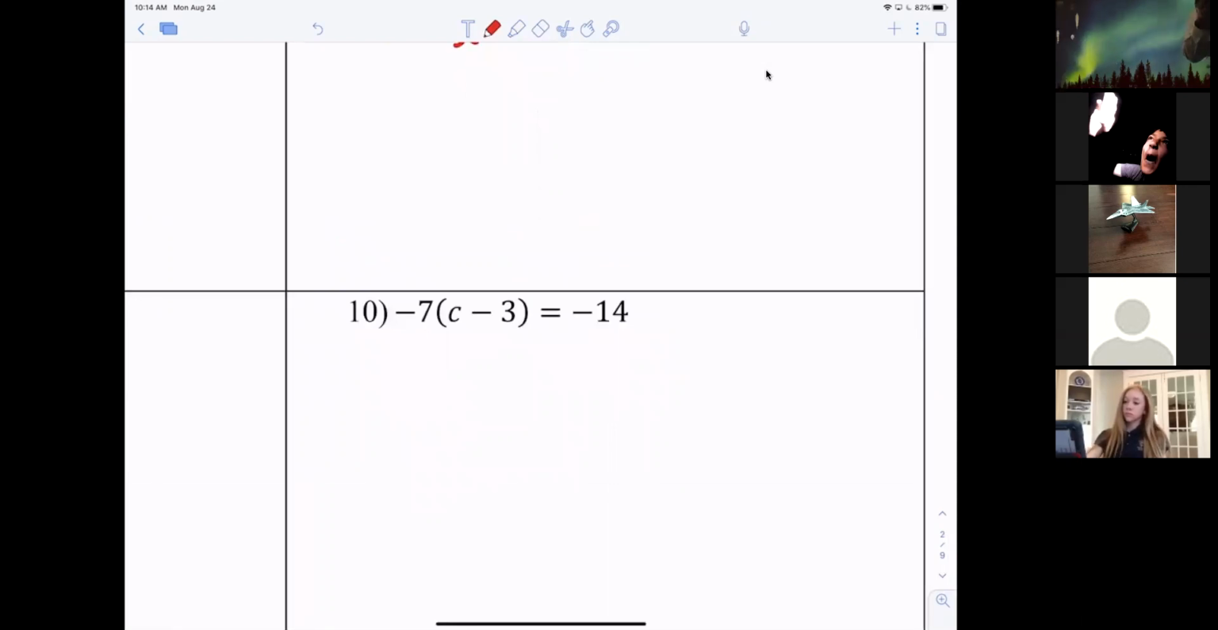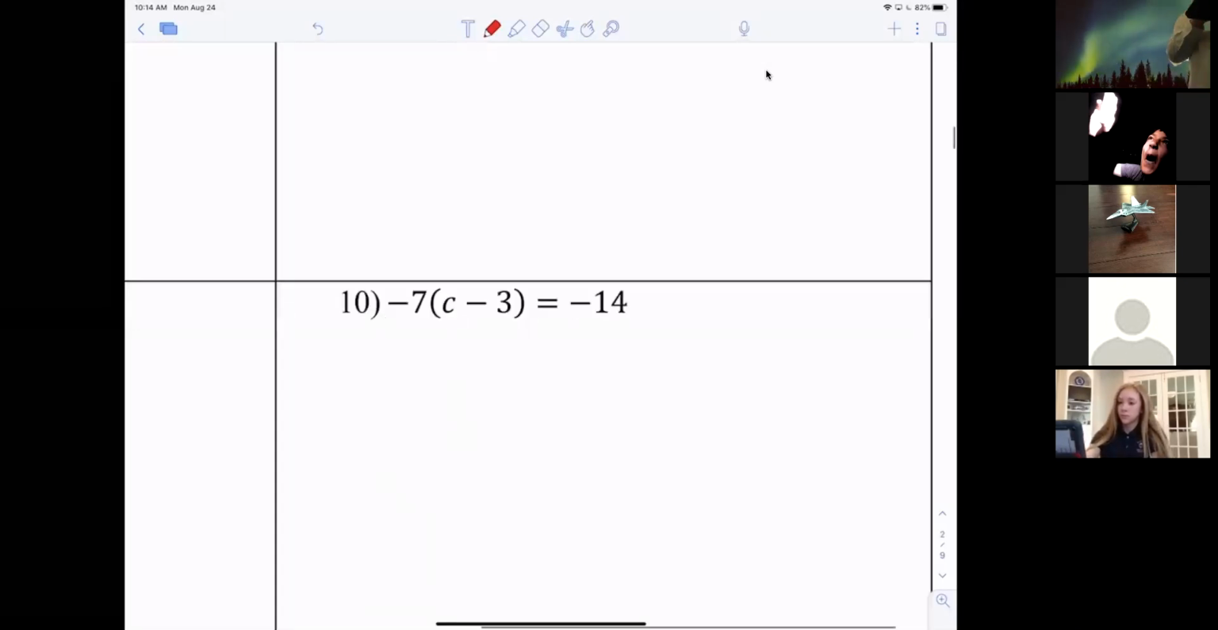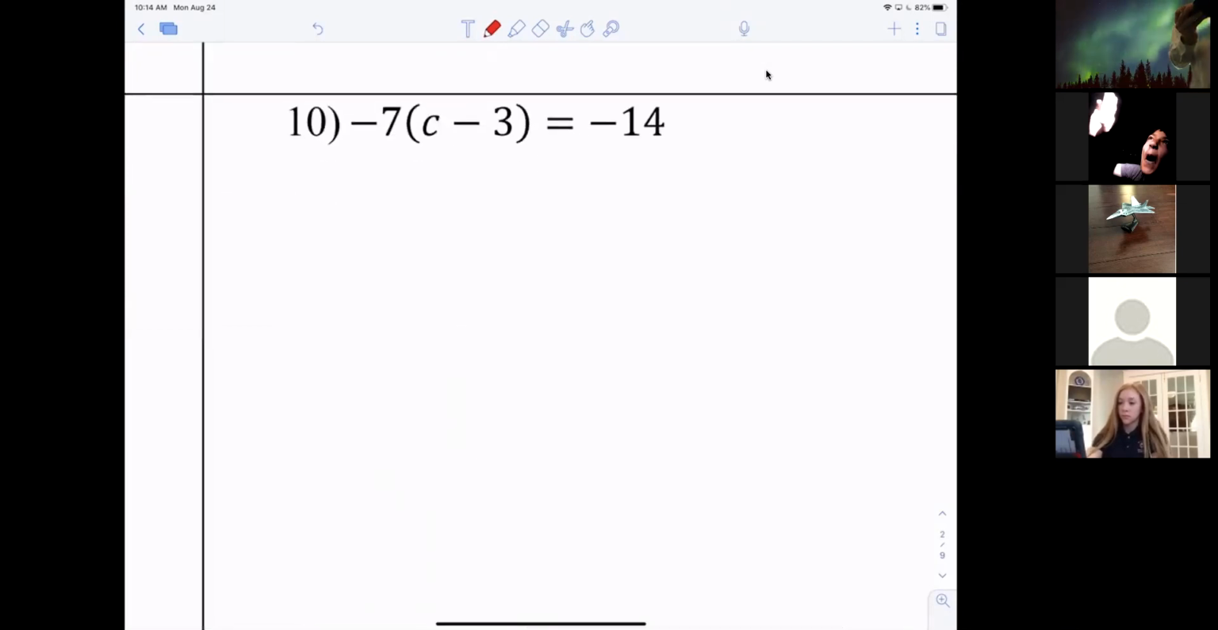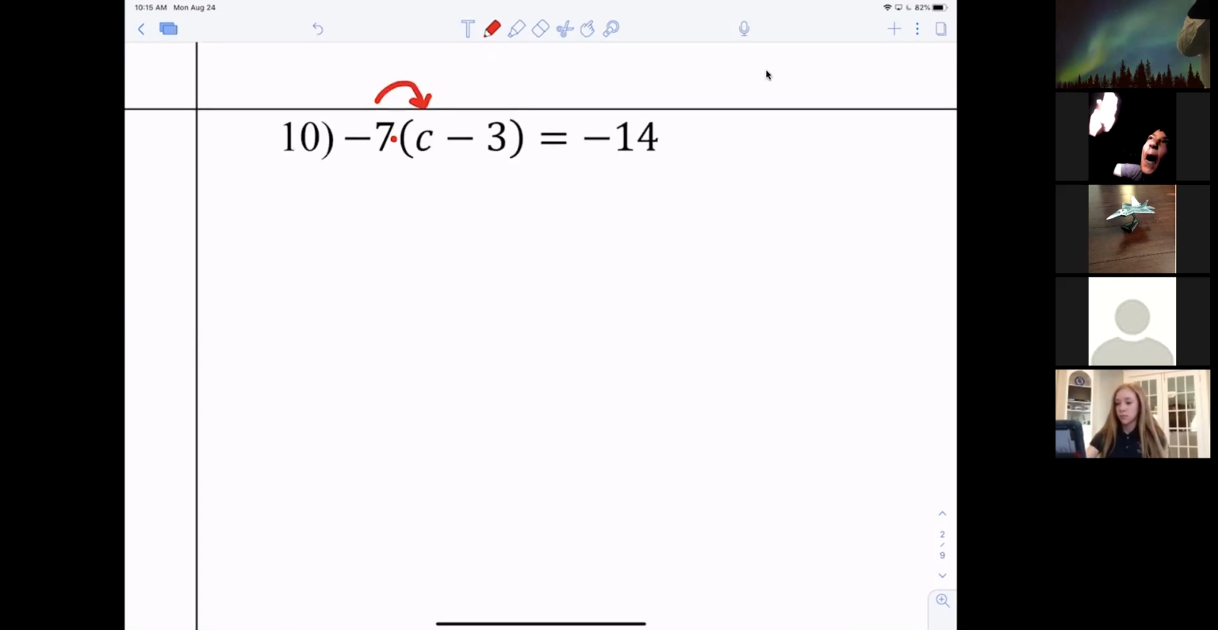Number 10. All right, Jack, I want you to work number 10 for me. What do I do first? First we have to add 7, right? Nope, this is held together by multiplication. This is called the distributive property. So the first thing we're going to do is distribute the negative 7. This times this. Negative 7C. Then you distribute the negative 7 to the negative 3. What does that become? It's negative 21. Well, a negative times a negative is what? Positive 21.